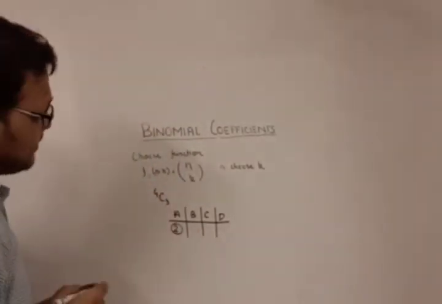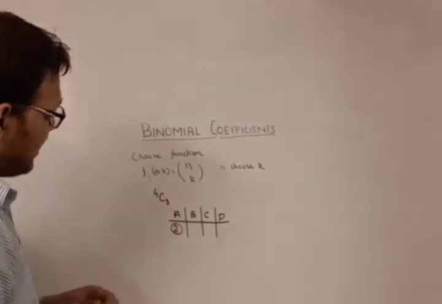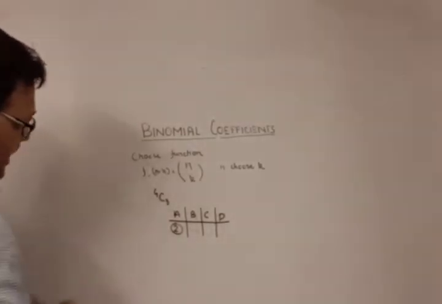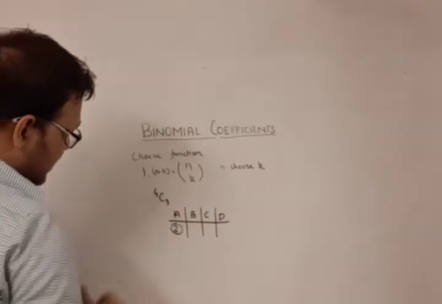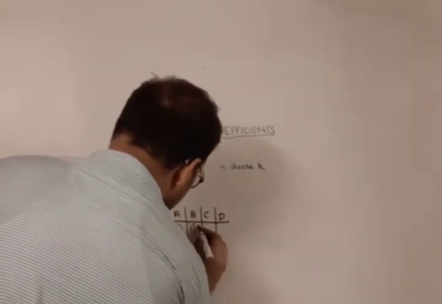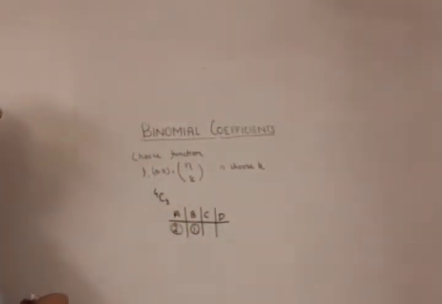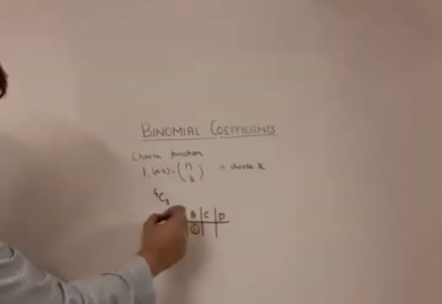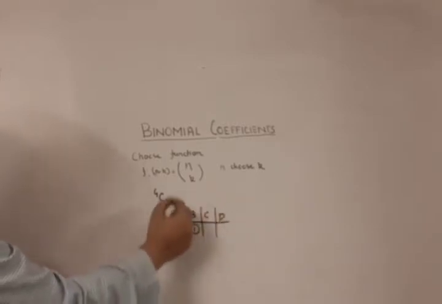How many choices can I pick with B? From B I can pick B, C, D. So there is only one choice. So you can see that if I choose from A, B, C, D, from A I have only two choices: I can pick A, B, D, or I can pick A, B, C.